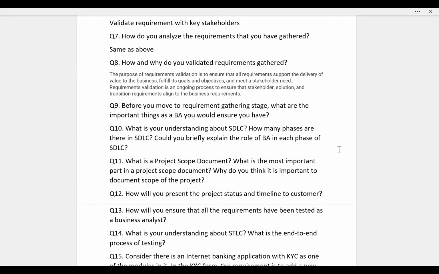And why do you think it is important to document the scope of the project? To avoid scope creep. Very good, this is the term that I was expecting, to avoid scope creep.